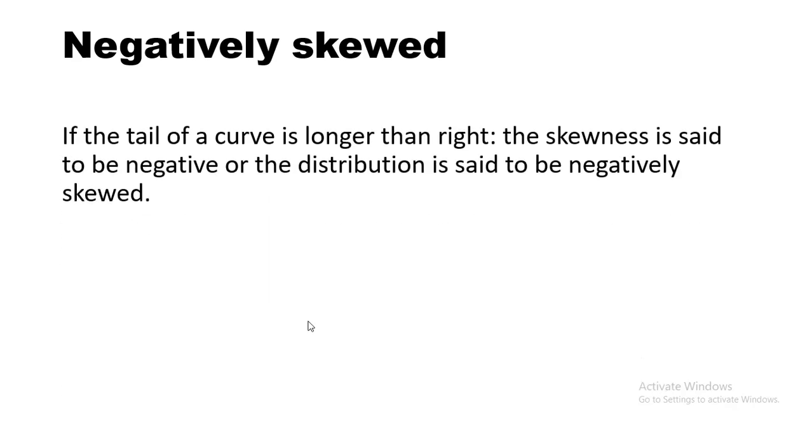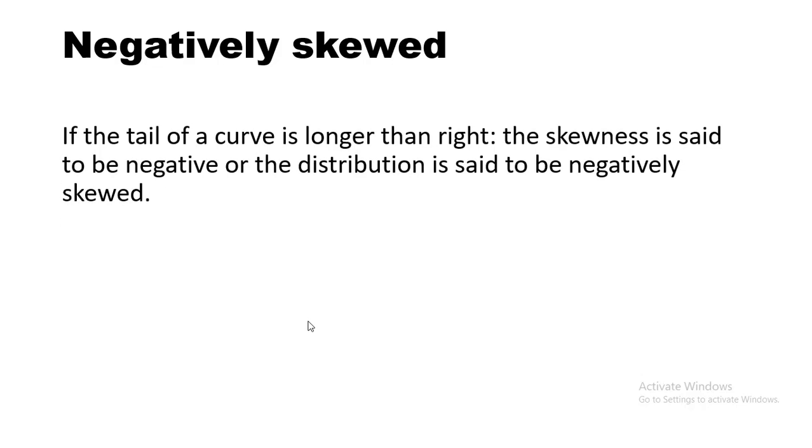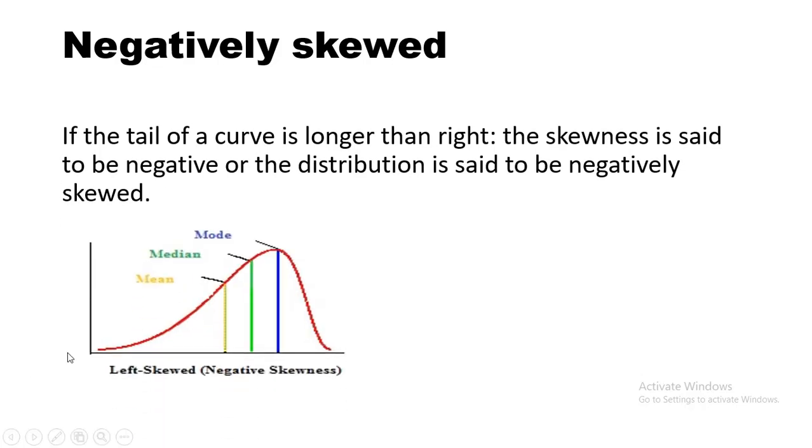If we talk about negatively skewed, if the tail of the curve is longer on the left than the right, the skewness is said to be negative, or the distribution is said to be negatively skewed. This is how a negatively skewed distribution looks, in which the tail is towards the left side of the distribution, and most of the outliers lie at the tail of the distribution, which is towards the left side.